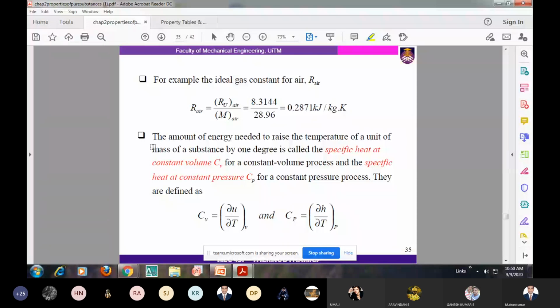Right. So the amount of energy needed to raise the temperature of a unit mass of a substance by 1 degree is called specific heat. At constant volume, it is CV. So you know what is CV and you know what is CP.